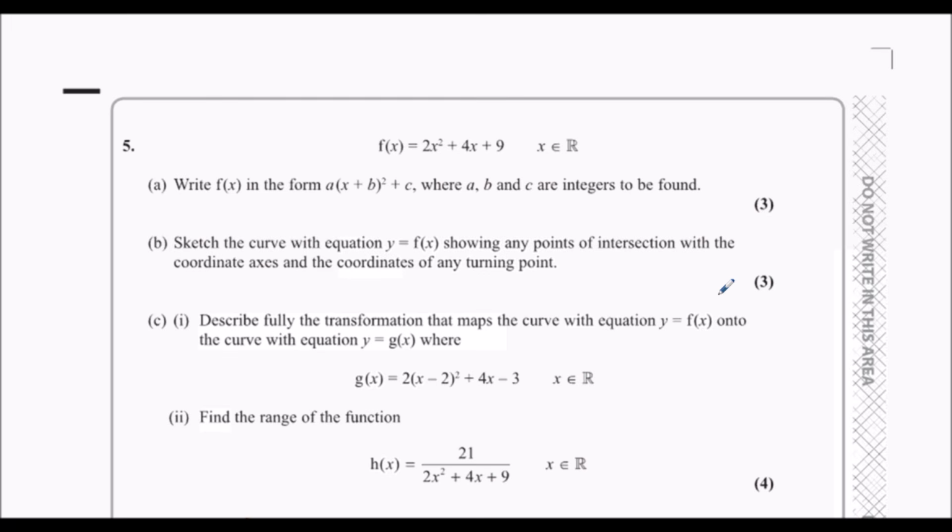Part C, describe fully the transformation that maps the curve with equation y equals f of x, so our original one, onto the curve of equation y equals g of x, which is this. So what has changed from this to this? So let's have a look. So f of x minus 2 would be a good place to start.